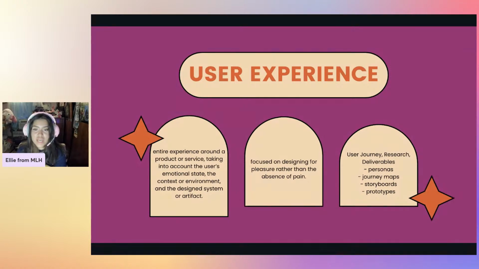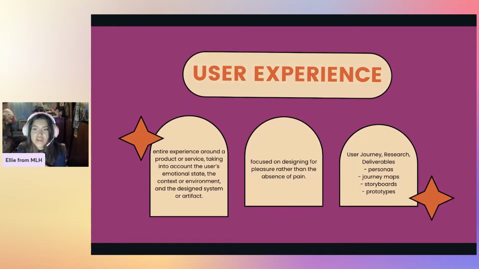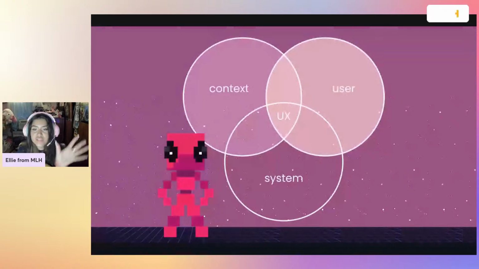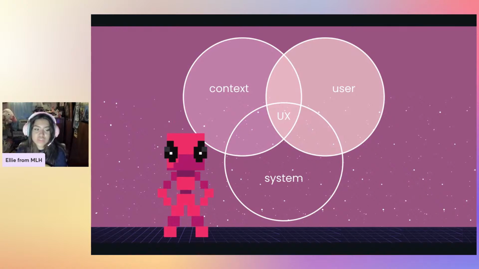This looks like this, as you'll see right here. So UX is basically focused on three things: system, user, and context. So how does all of this really come together? That's overall what UI and UX really mean generally.